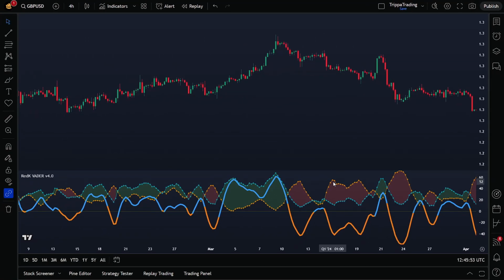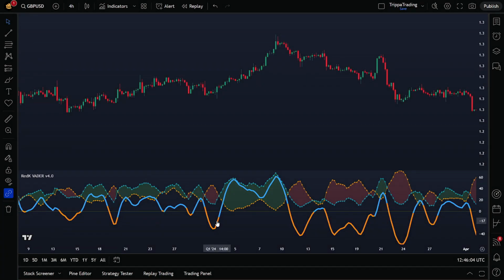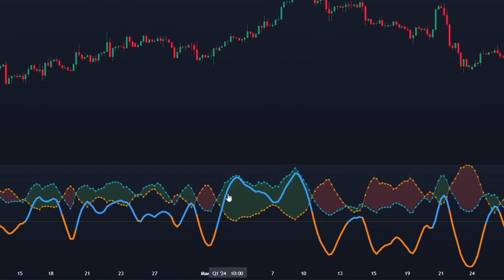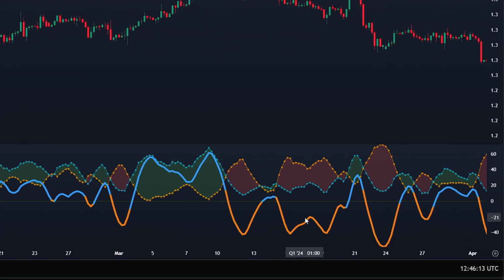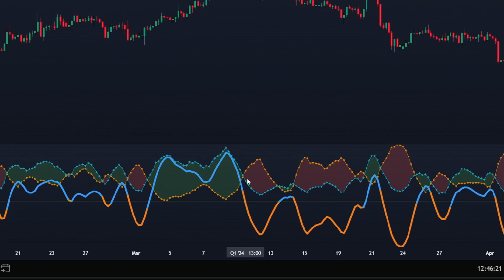Now, what makes this indicator even more powerful is that it includes a third line, known as the net energy line. This is the difference between buying and selling strength. When the blue line is above the orange line, the net energy line is above 0, showing strong buying energy. Similarly, when the orange line is above the blue line, the net energy line is below 0, showing strong selling energy. Whenever the blue and orange lines cross, the net energy line changes color.